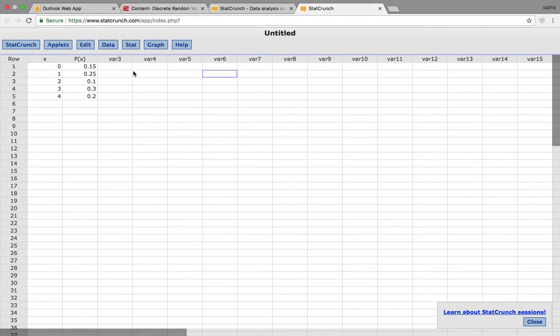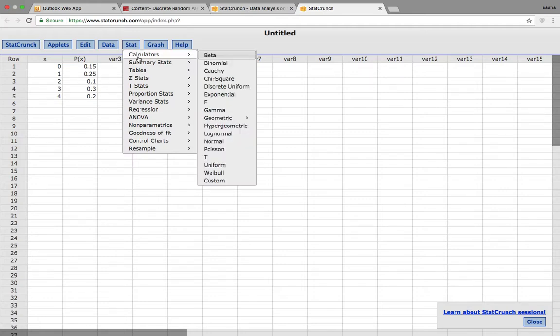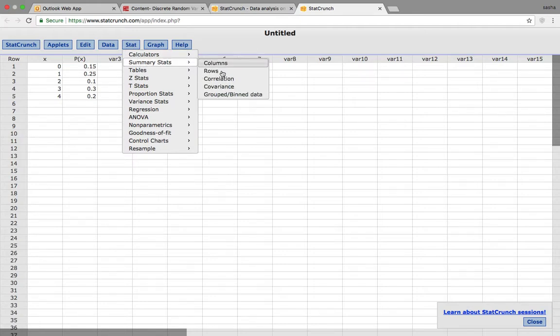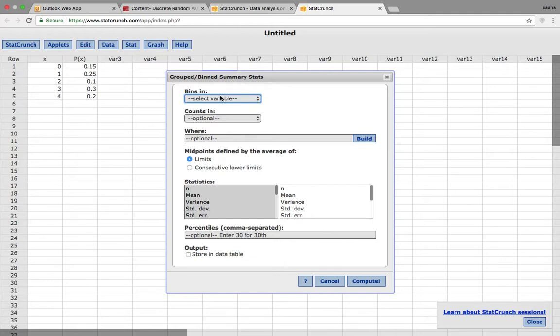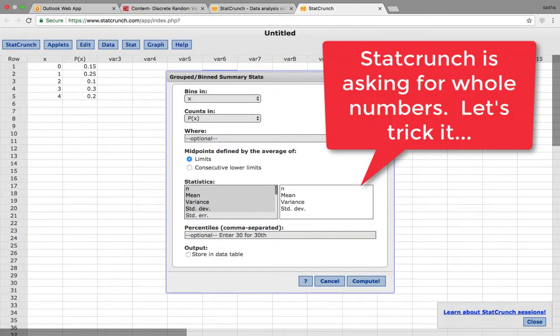Okay, we're going to look at the same example where, out of the next four planes, this is the probability that 0 will be late, 1 will be late, 2, 3, or 4 will be late. So if we try to use the StatCrunch calculator, we'll go to summary stats and grouped or bin summary stats. I'll choose X for bins and counts and probability of X. I can do mean, variance, standard deviation. And when I hit compute, it says error, there must be numbers.